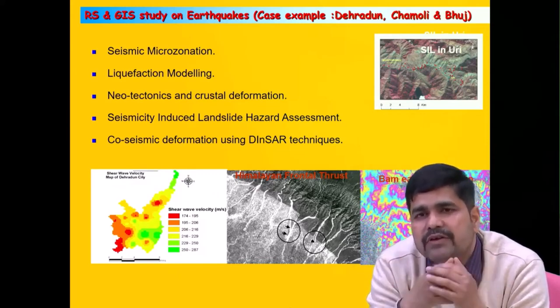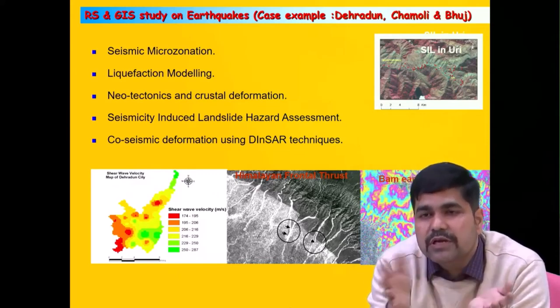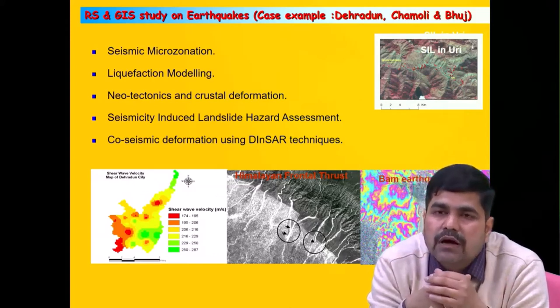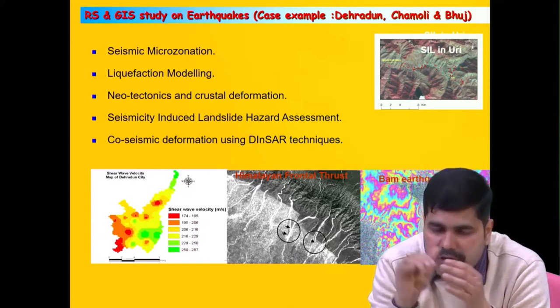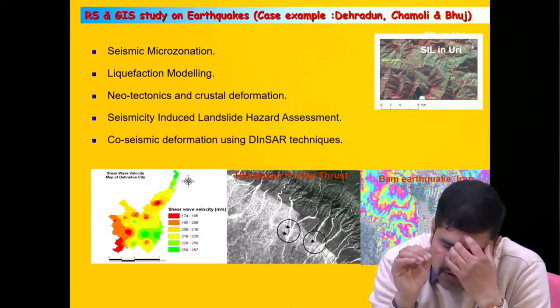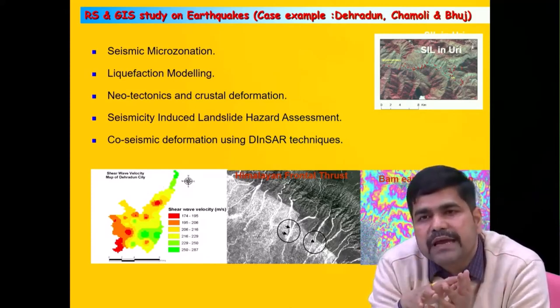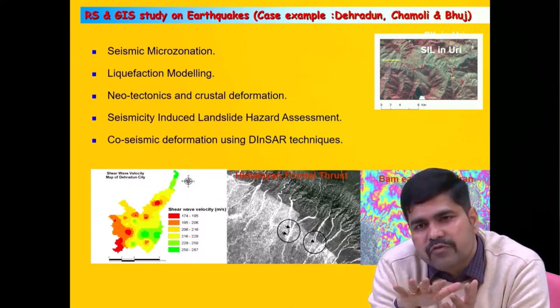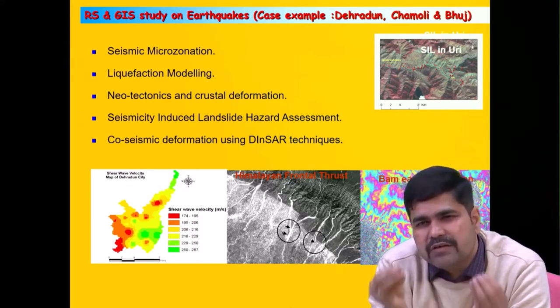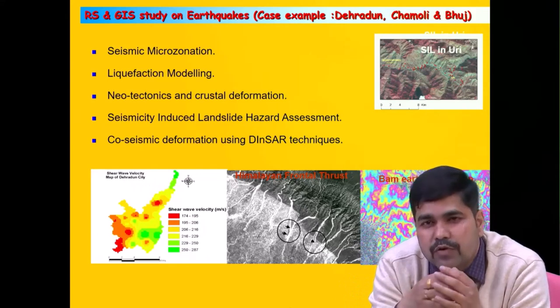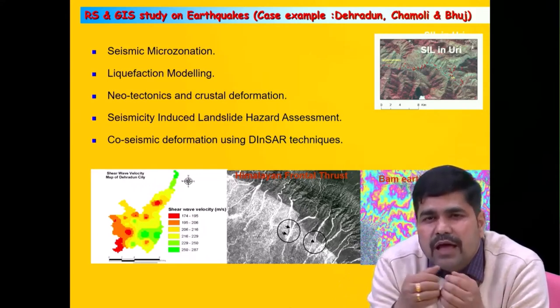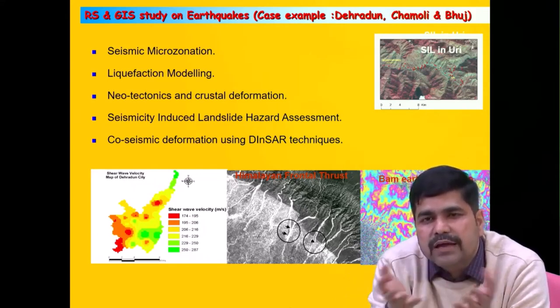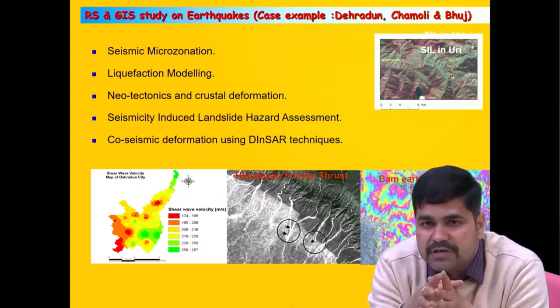Then for neotectonics and crustal deformation, we know that the Indian plate is moving towards the Eurasian plate and going down. Due to this phenomenon, the Indian plate is slightly moving in an anti-clockwise direction with a particular millimeter per year value, with the movement being maximum in certain places, and how they are helpful in understanding the neotectonics part.